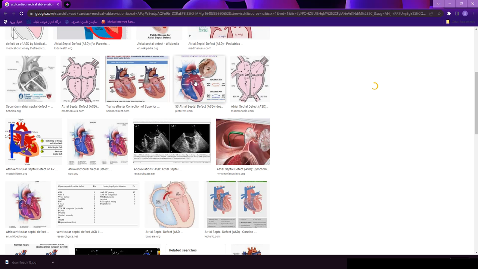In this picture, we see the blood goes from the LA to the RA, and we call this a left to right shunt.